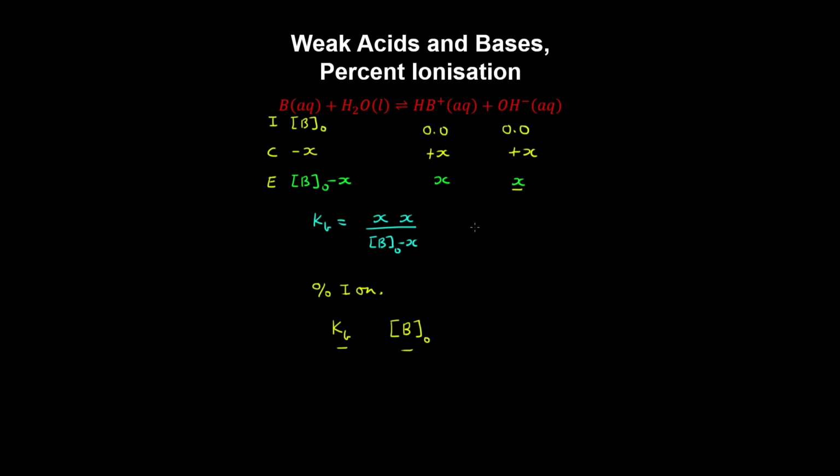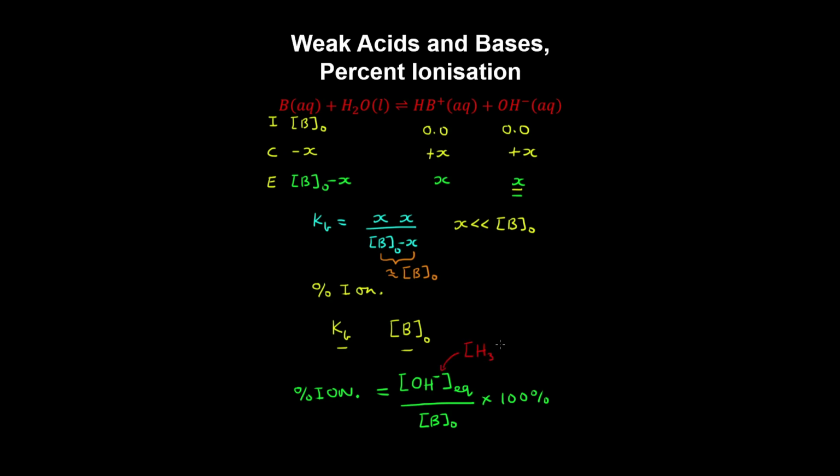And typically the concentration of hydroxide ions in the solution is much less than the initial concentration of the base. So we can make the approximation that the term in the denominator is approximately equal to the initial concentration of the base. And once we obtain x, we obtain the equilibrium concentration of the hydroxide ions in solution, and then dividing this by the initial concentration of the base and multiplying by 100% gives the percent ionization of the weak base. And if instead we had a weak acid, then you take the equilibrium concentration of the hydronium ions and divide that by the initial concentration of the weak acid, and multiply by 100% to get the percent ionization of the weak acid.